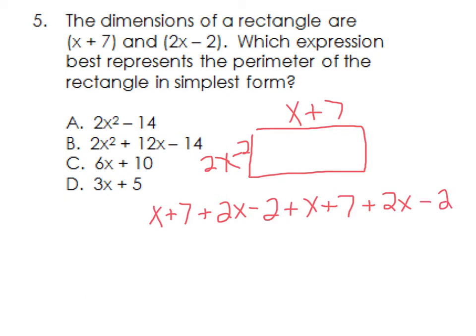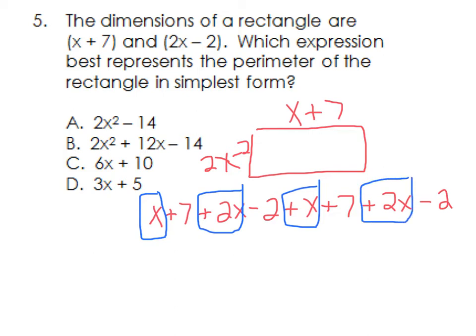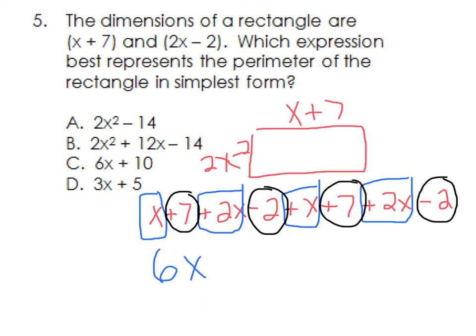And then I can start combining my like terms. I have a positive x, a positive 2x, positive x, and positive 2x. That equals 6x. And I also have a positive 7, a negative 2. That'll be 5. And another positive 7 and negative 2. So 5 plus 5 is 10. So my answer is 6x plus 10.